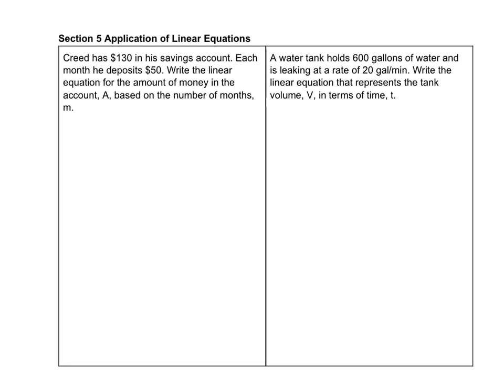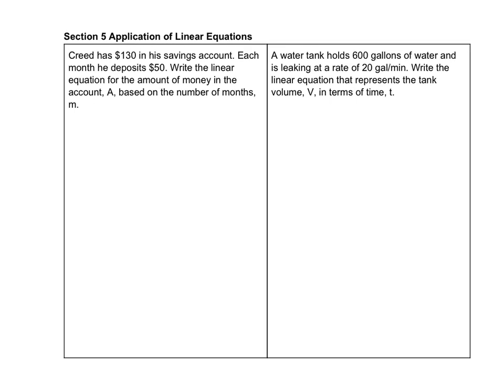So the last section we took a look at was the applications of linear equations. So that's word problems. So Creed has $130 in his savings account. Each month he deposits $50. Write the linear equation for the amount of money in the account A based on the number of months M. So A is basically my y value. So we have A equals. And we need to know how much money he's putting in the bank account each month, because that's the value that's going to go with M, and that's going to be 50. So 50M plus how much he originally started with, which is 130.